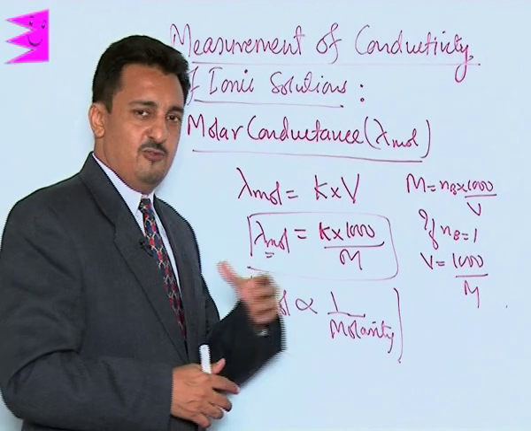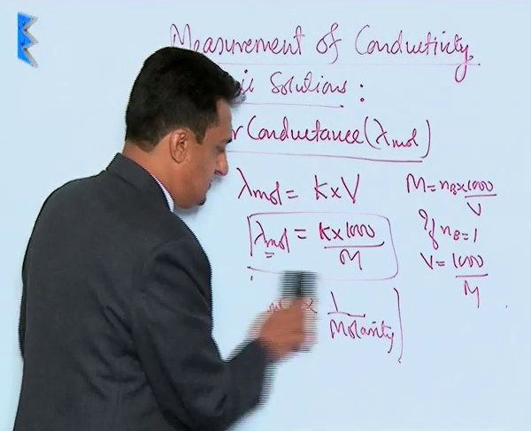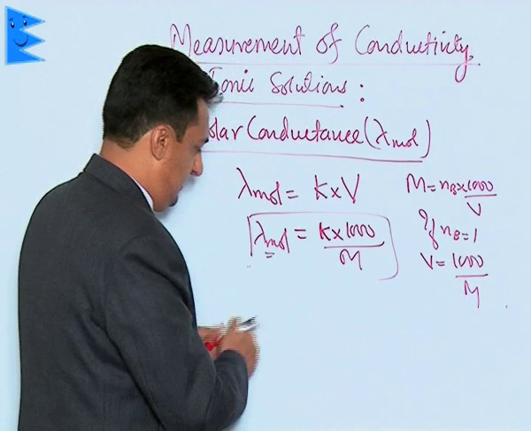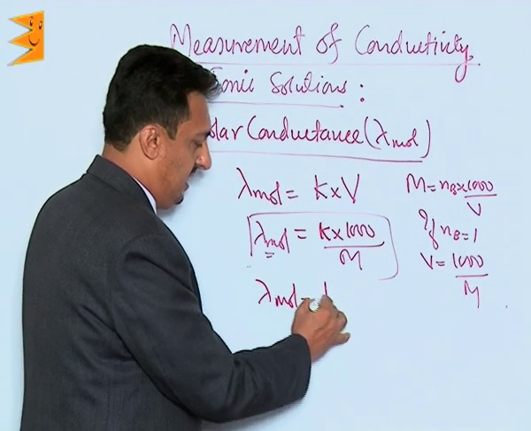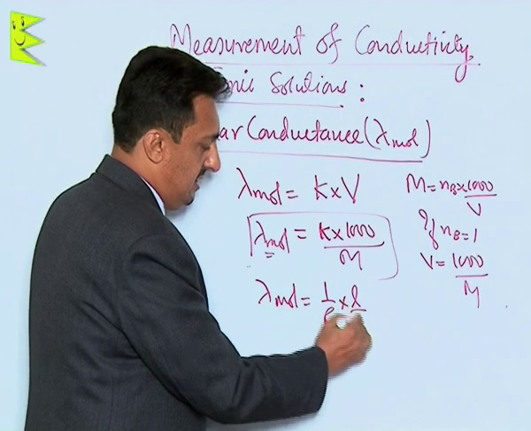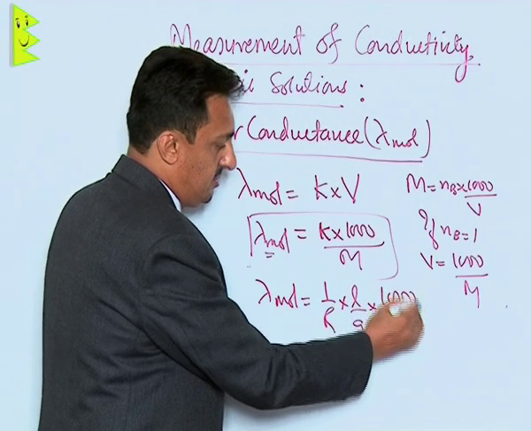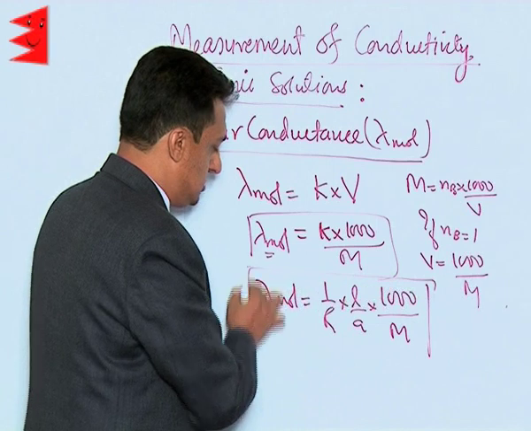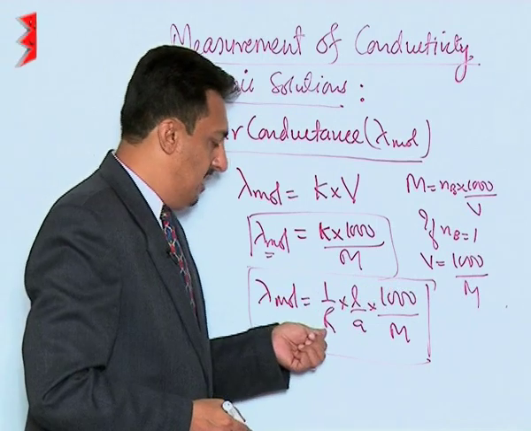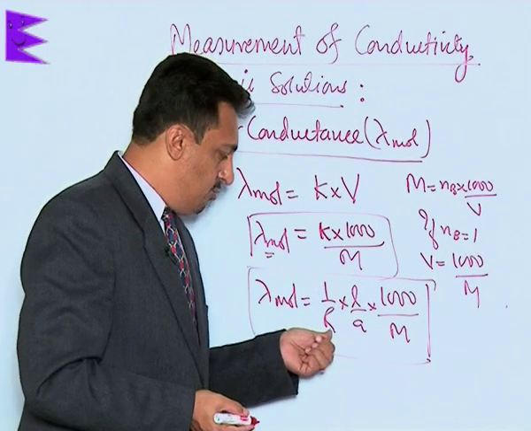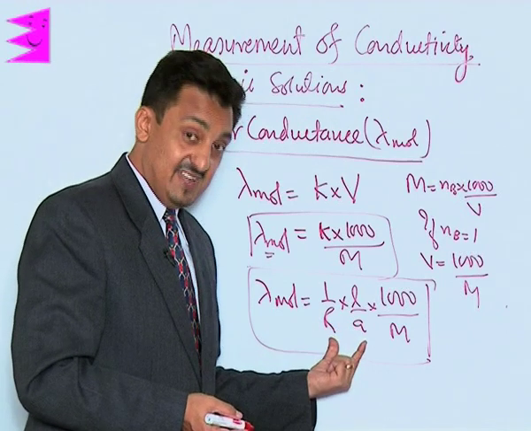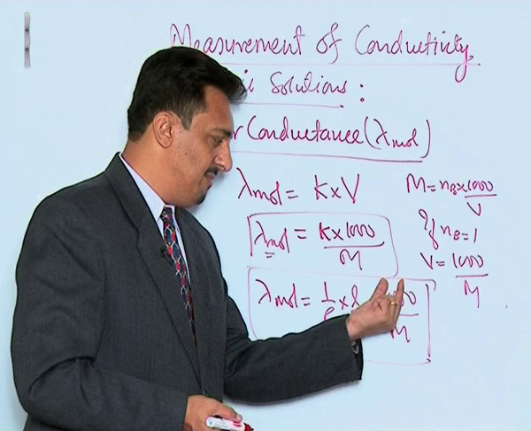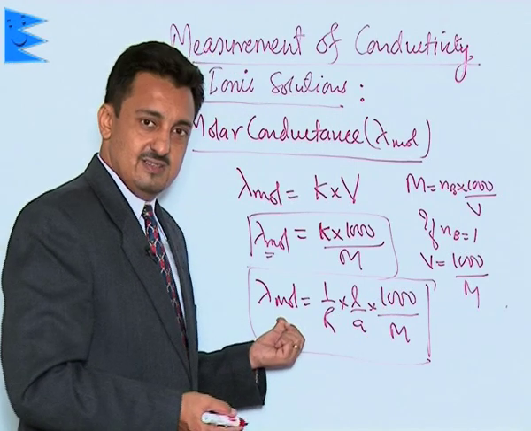We can write down this formula in another way, that this lambda molar can be written as, because kappa is 1 by R into L by A, into 1000 by M. So this is what the complete formula is, where 1 by R is the conductance. The moment it is multiplied by L by A, which is the cell constant, it becomes conductivity, and the moment it is multiplied by 1000 by M, it becomes molar conductance.